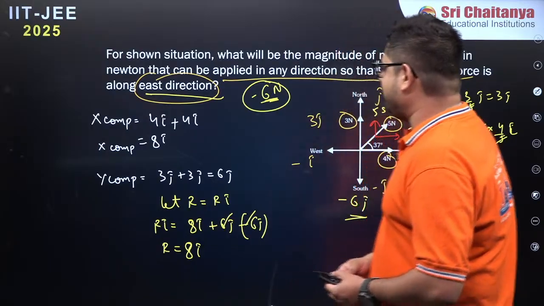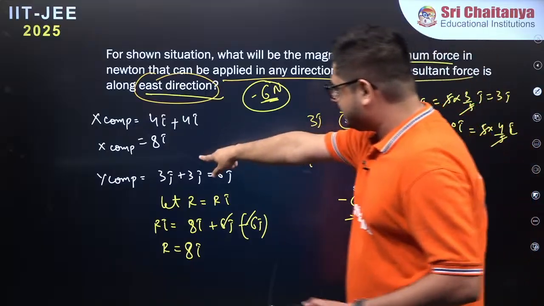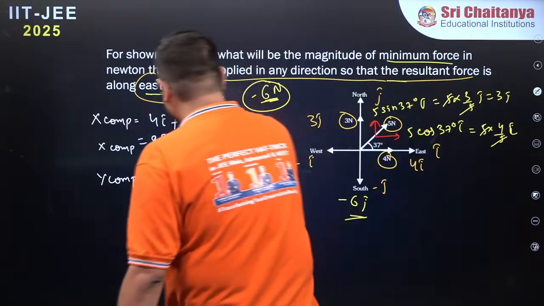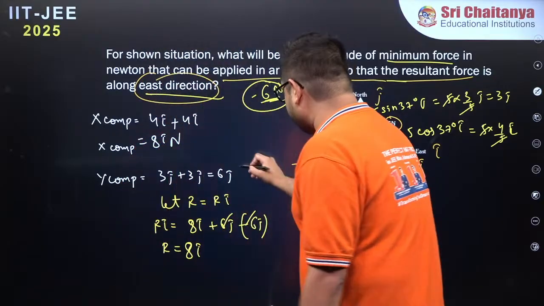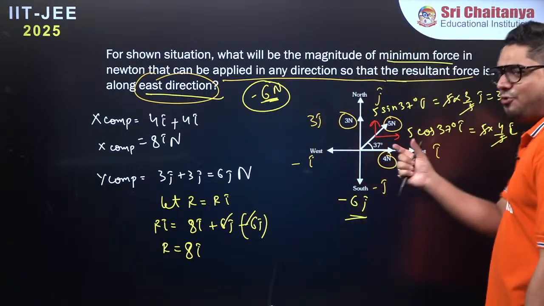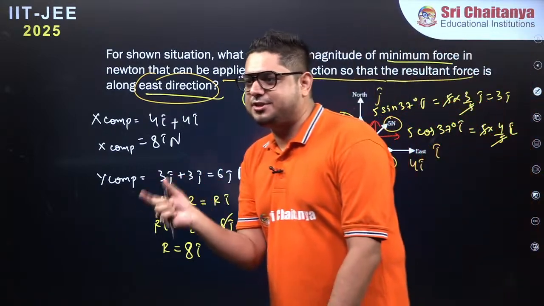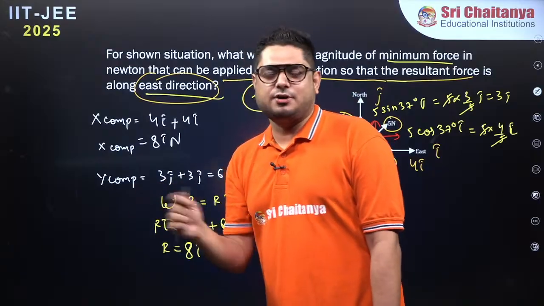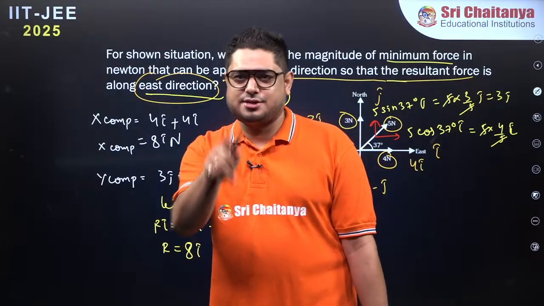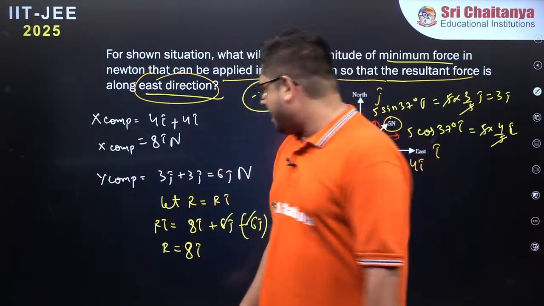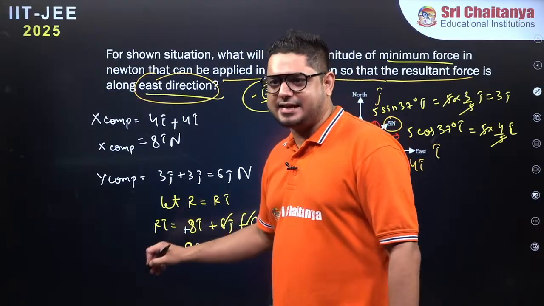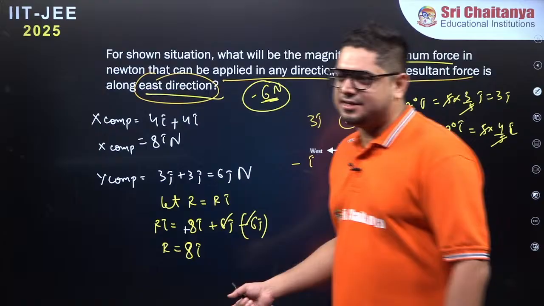Sri Bindu, it's being given. So I hope the x component is clear. The net x component over here is being given as 8i cap newtons, isn't it? The y component is being given as 6j cap newtons. So they are saying that the magnitude of the minimum force which needs to be applied, in order to get the final resultant to be along the east. East means i cap. Obviously we have the component along the x-axis to be plus 8i cap itself, isn't it?